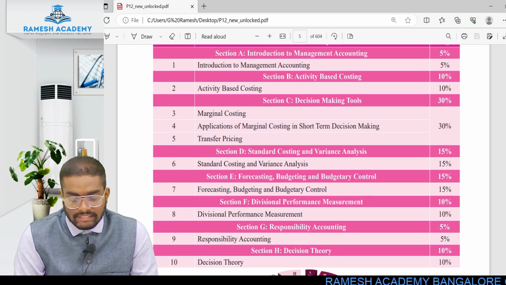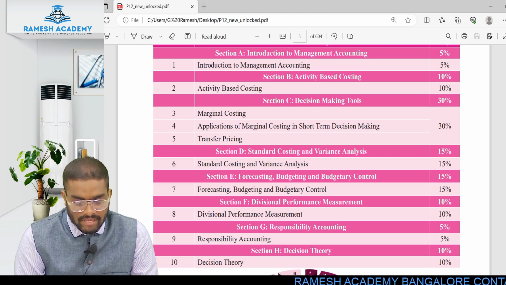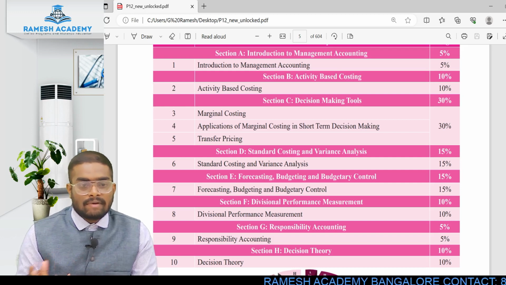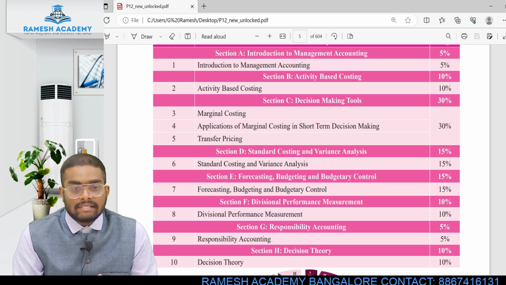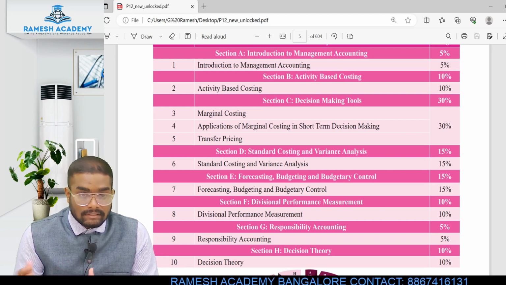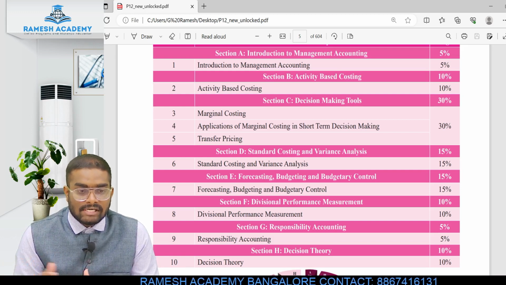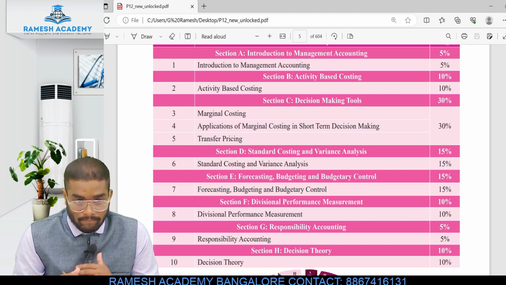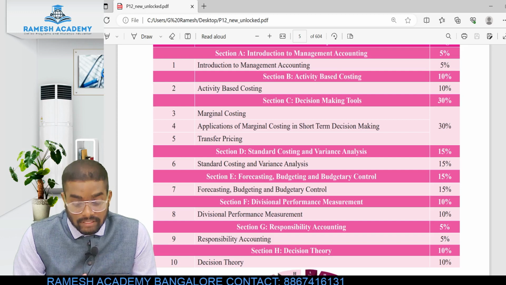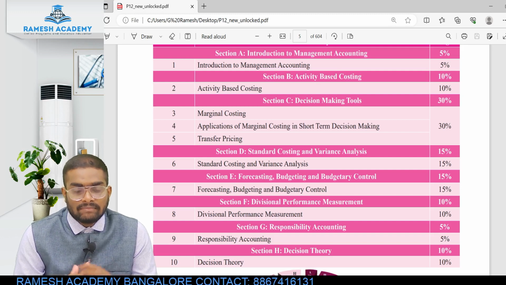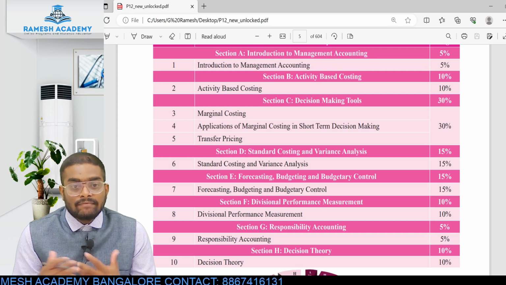Then we have the decision making tools. First of all, we have marginal costing. What is marginal costing? What are the various formulas we will learn here? The PV ratios, the income statement, the marginal ratios and all those things. Next we have the application of marginal costing in short term decision making. Next we have transfer pricing.